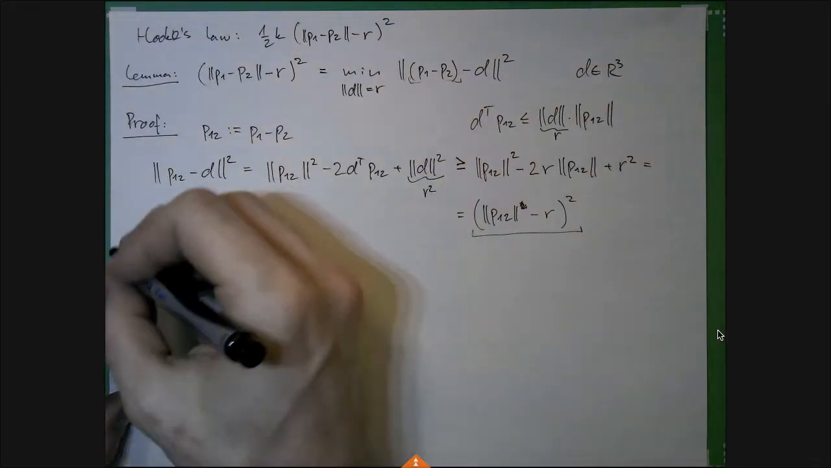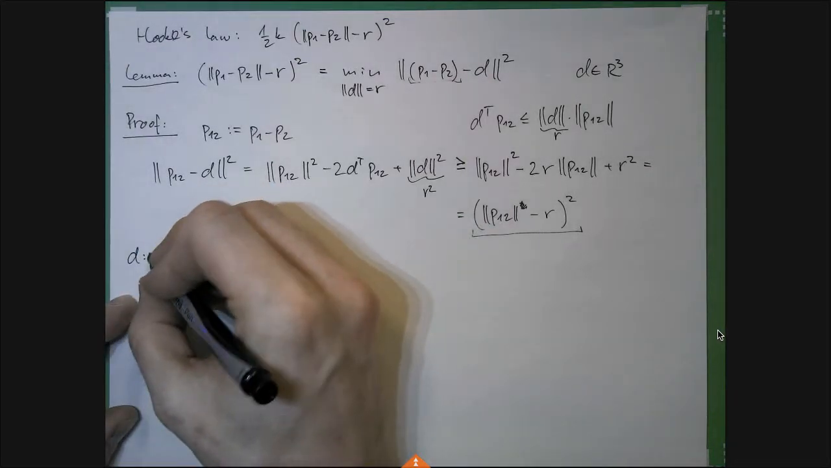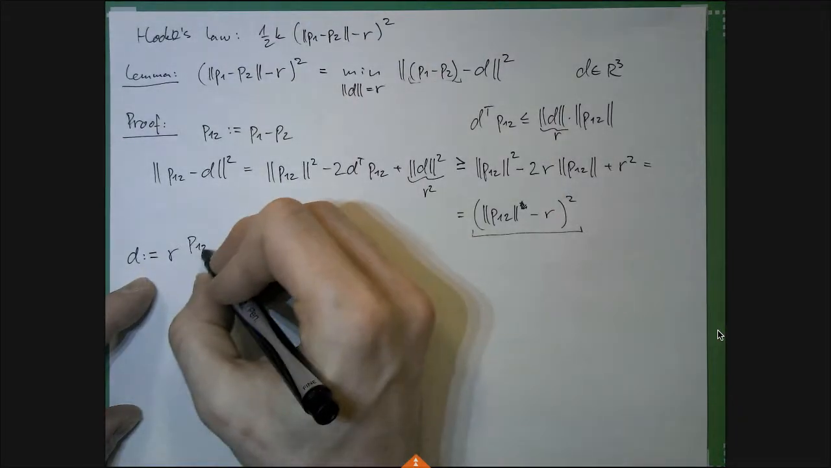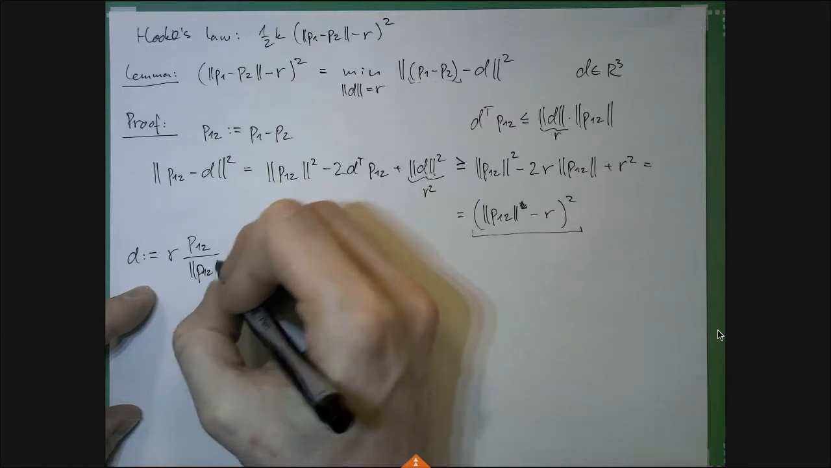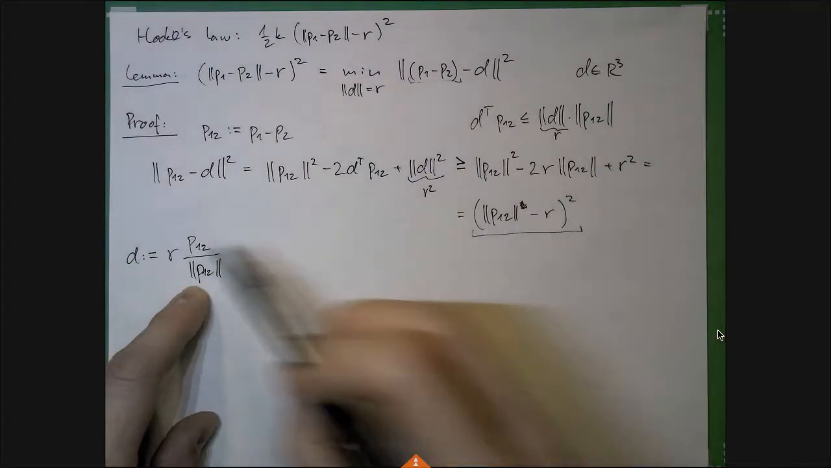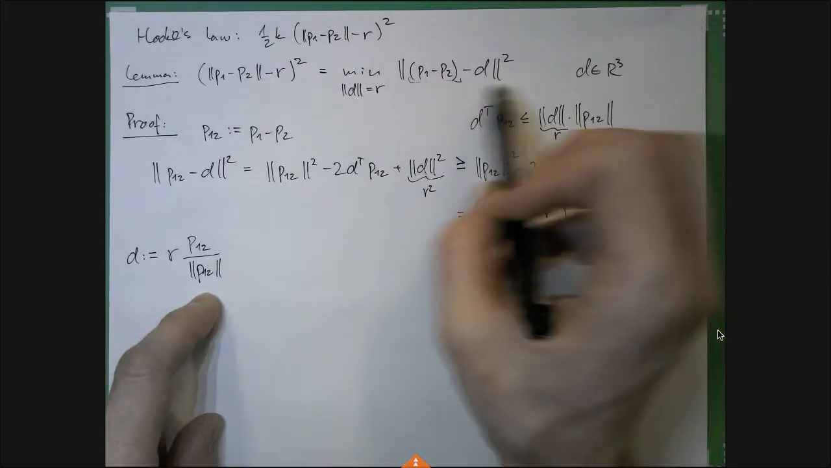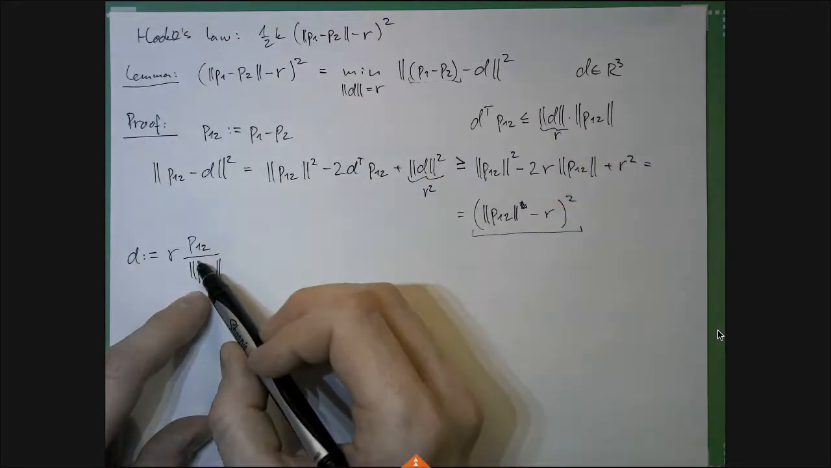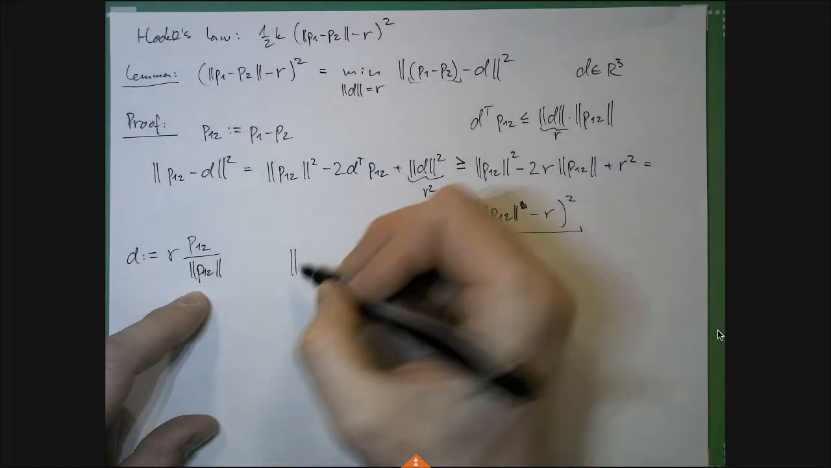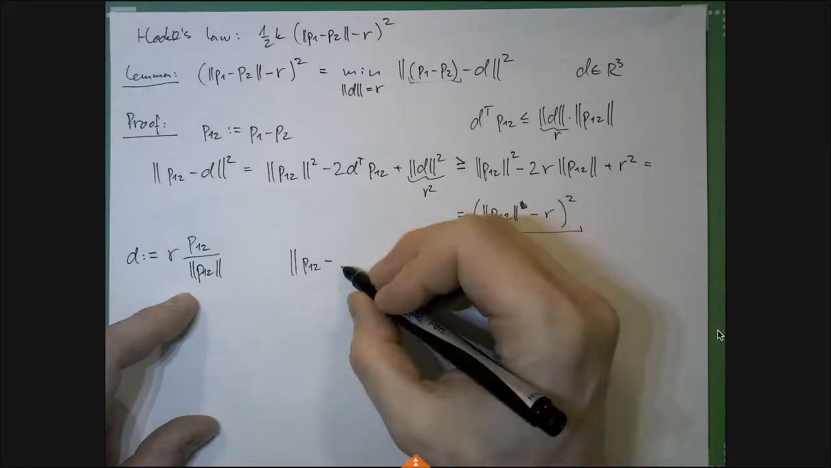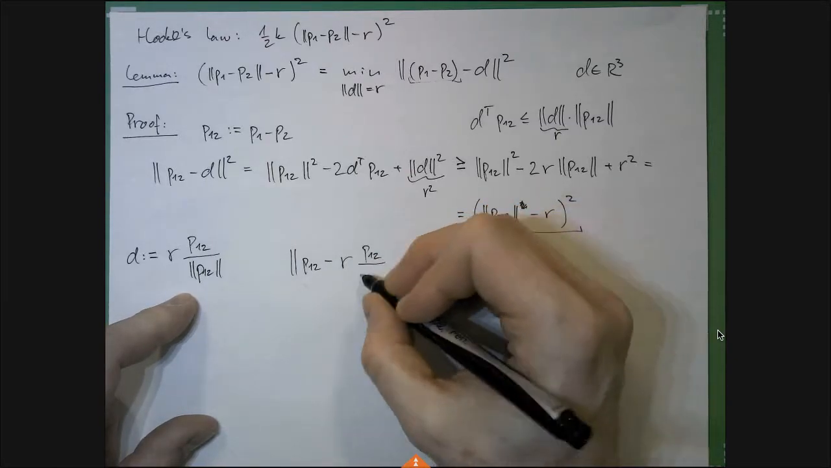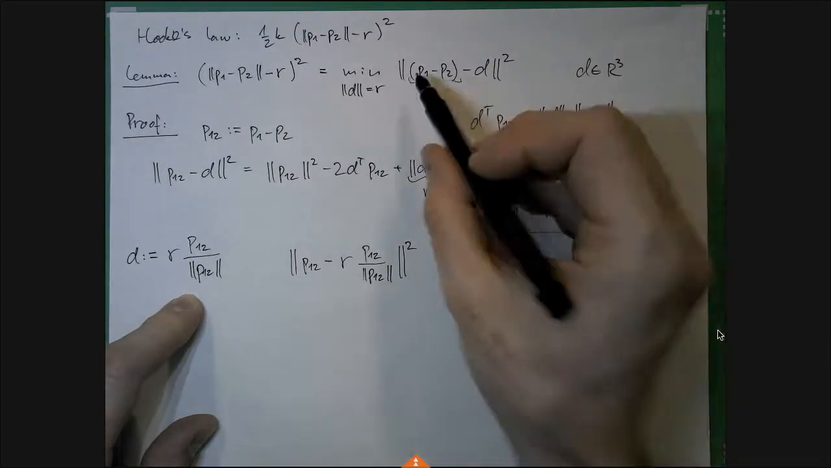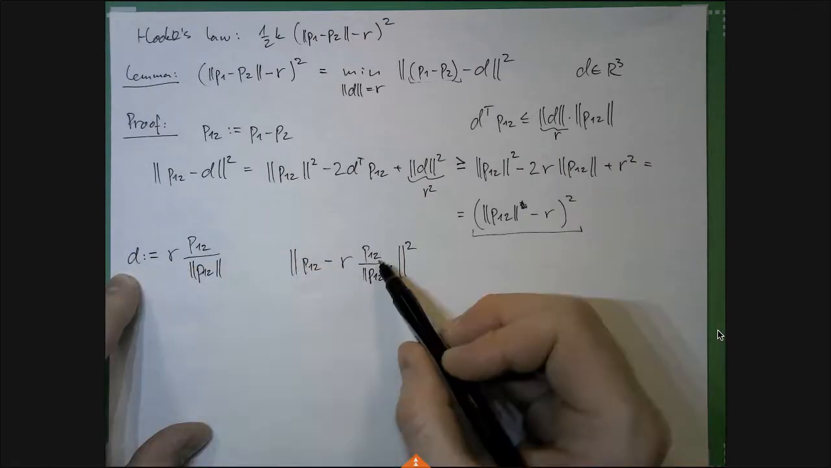So the D I need to take is sort of obvious. So I define a D to be R times P1,2 divided by norm of P1,2. And after I do this, so I define this D, and let's compute what's the value of the objective for this particular D. Okay, so I plug this in here, and I will get this. So I will get P1,2 minus R times P1,2 divided by the norm of P1,2, this whole thing squared.